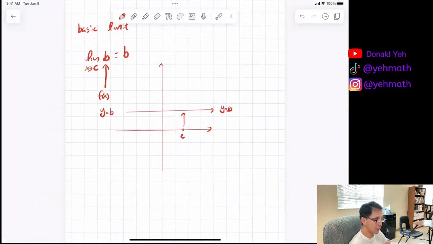So the next basic graph is this. Limit x approaches c, but instead of a constant, I'm going to give you a variable. So limit x approaches c of x. This one would be c, no? Or it still doesn't work, since x is now a variable in the graph, and the c stays the same.